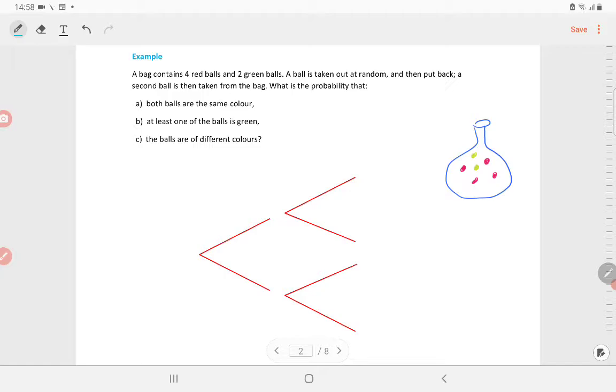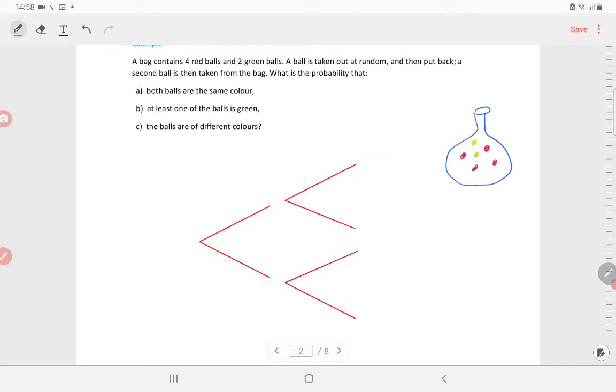Okay. So a ball is taken out at random and then put back. A second ball is then taken from the bag. What is the probability that A, B, or C? So we can calculate the probabilities using the tree here.